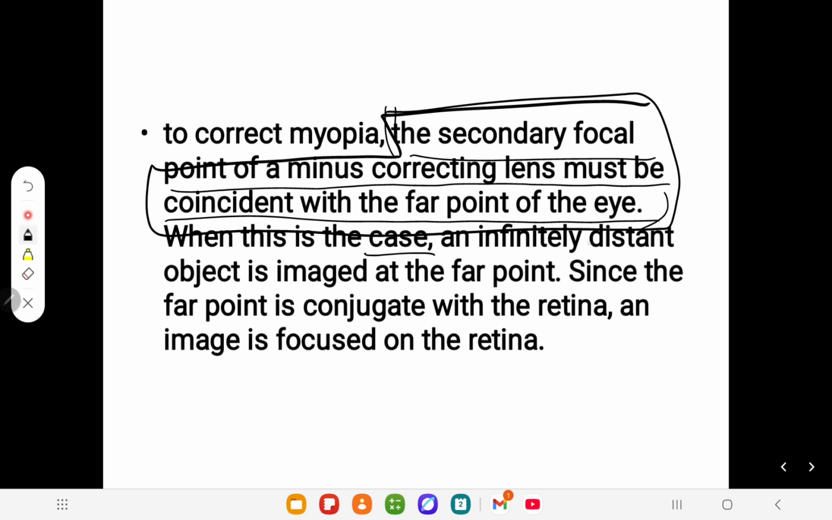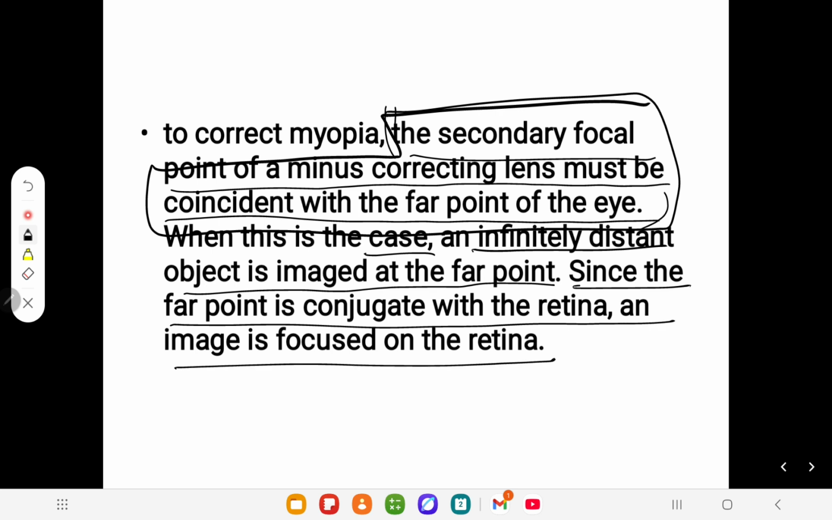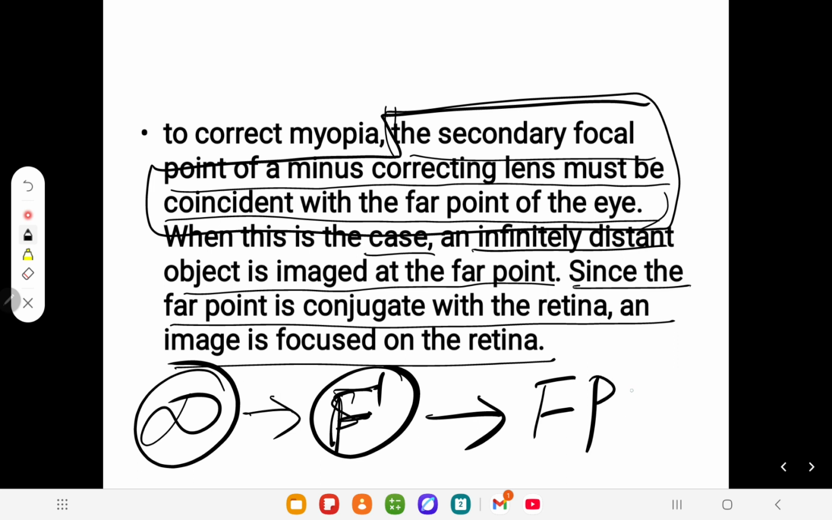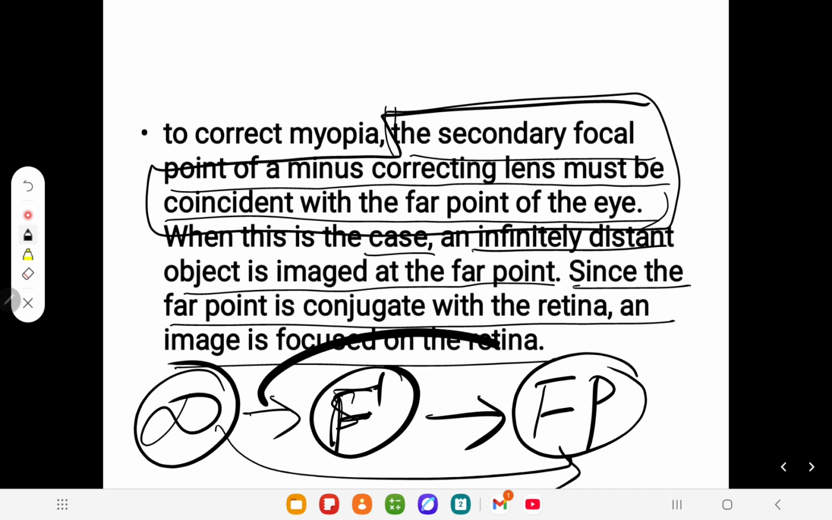When this is the case, the infinity distance object is imaged on the far point, since the far point is a conjugate point to the retina, image is focused, isn't it? The infinity is conjugate with the secondary focal point of a correcting lens, isn't it? And the secondary focal point is conjugate with the far point of an eye. So indirectly, infinity is conjugate with the far point, and then we can see infinity. This is the case. You have to understand.